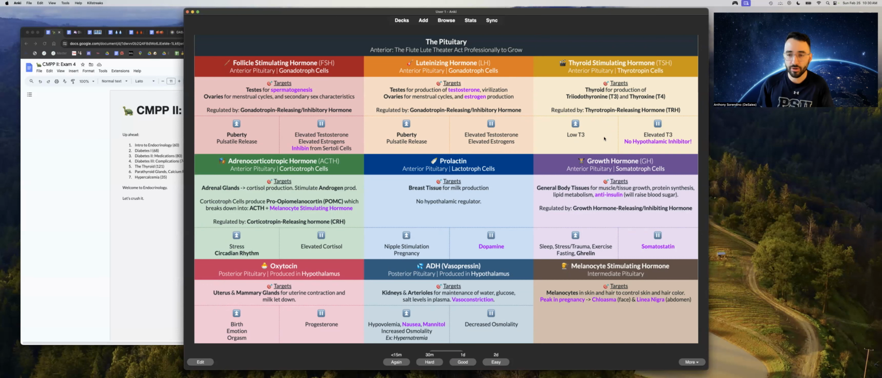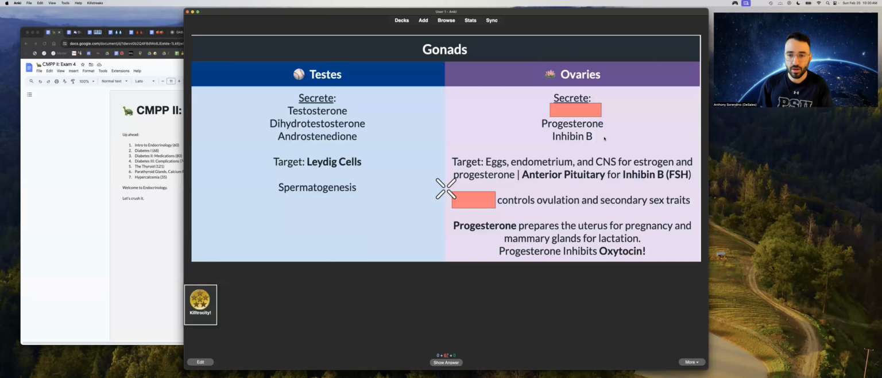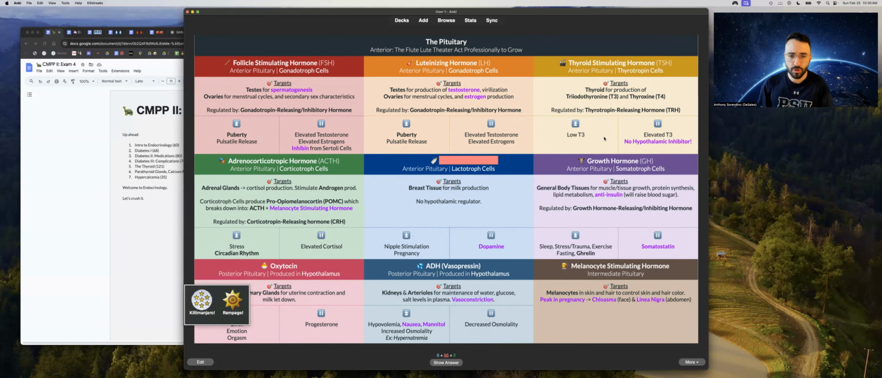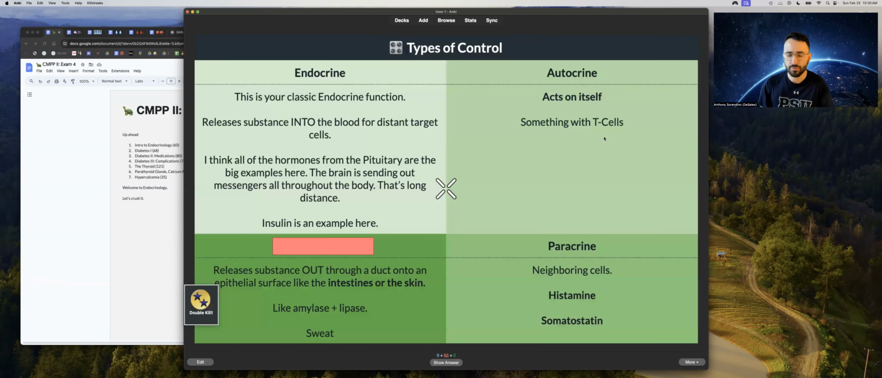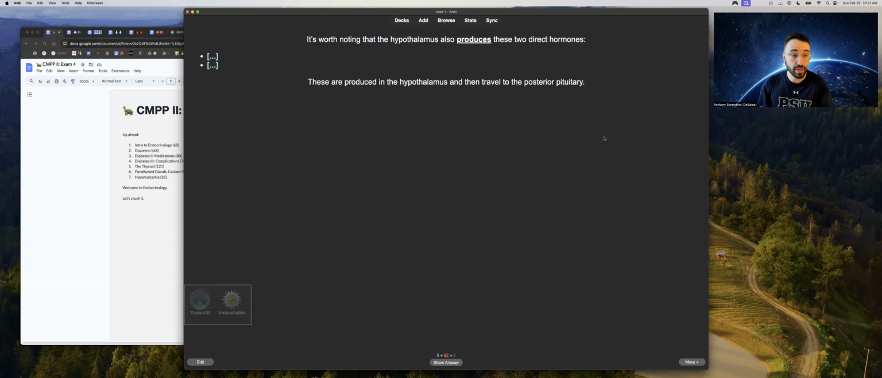Triiodothyronine. We'll take that. Secrete. What's missing? Progesterone, inhibin, estrogen. Controls ovulation, secondary sex traits. Prolactin. Blood clotting. All body tissues. Thyroid releasing hormone, thyrotropin. Endocrine, autocrine, bottom left is just exocrine. Exocrine is going to be epithelial.